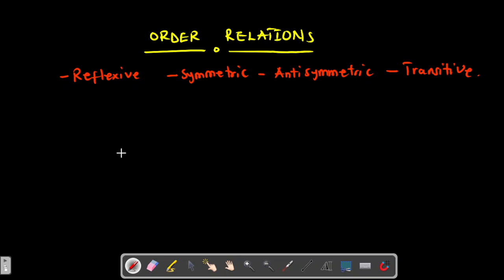In this lesson, I'll take you through order relations. In our previous lessons, we've gone through the different number systems and also we've explored the properties of number systems. So in this video, we are going to look at reflexive, symmetric, antisymmetric, and transitive properties of relations.